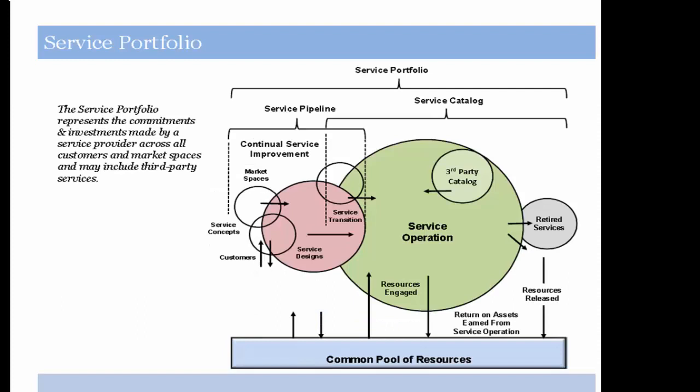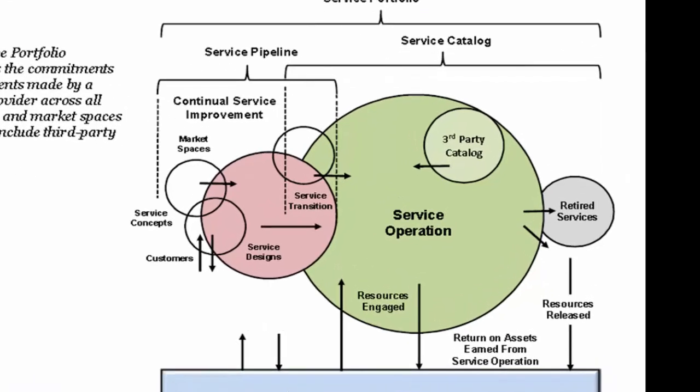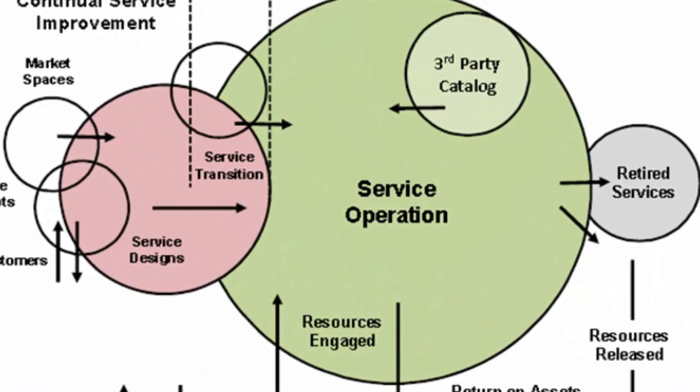So here you see a nice depiction of a service portfolio. If you look at the diagram here, the size of the bubbles more or less equates to the size of the investments and the commitments that we have to make as IT in that portion of the overall investment pool. And you can see pretty readily that most of our money goes into service operation.